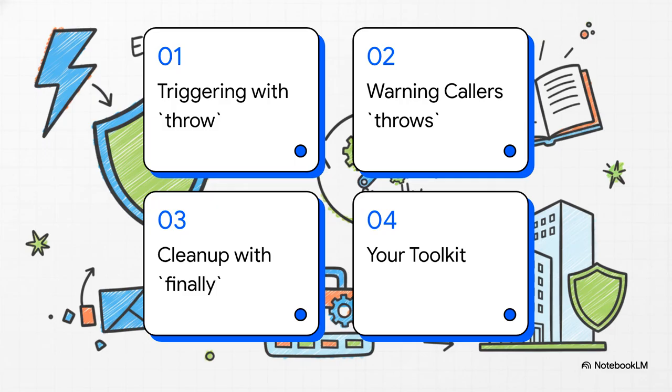First, we'll look at how you can manually trigger your own exceptions using throw. Then, we'll cover how you warn other parts of your code about potential problems using throws. After that, we're going to get into finally. This is the keyword that makes sure your cleanup code always runs. And then we'll wrap it all up with a look at your complete exception handling toolkit.